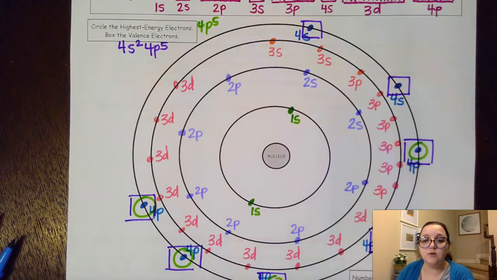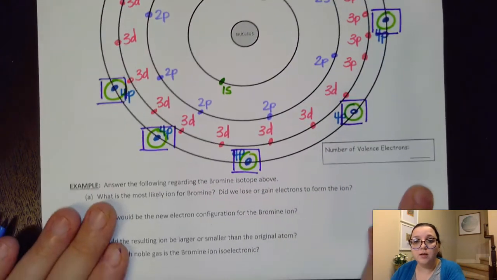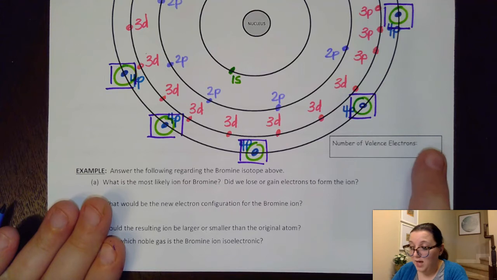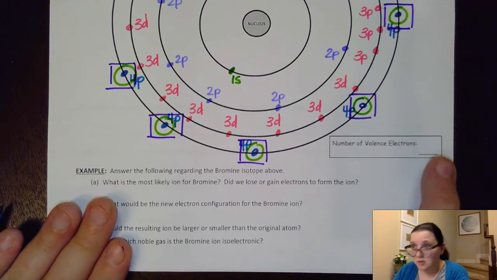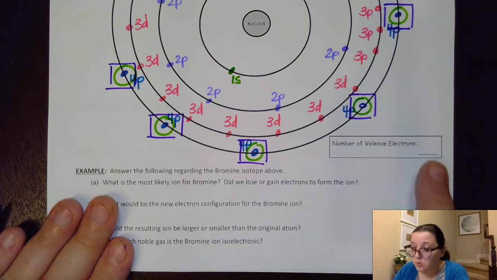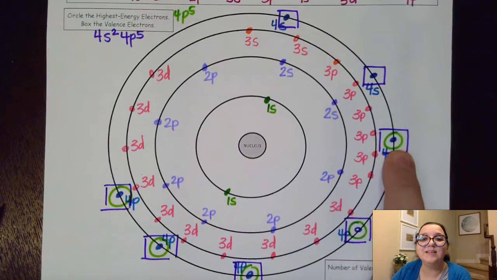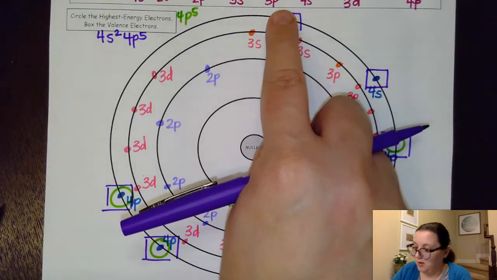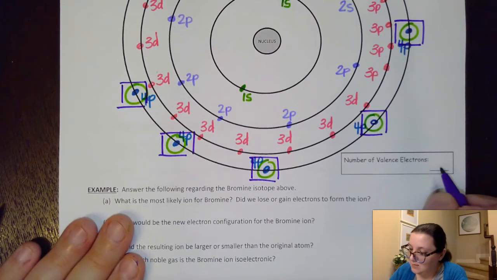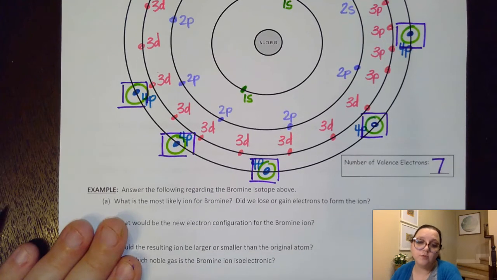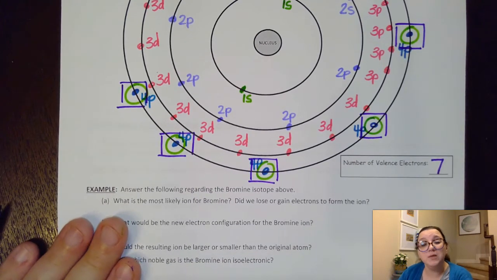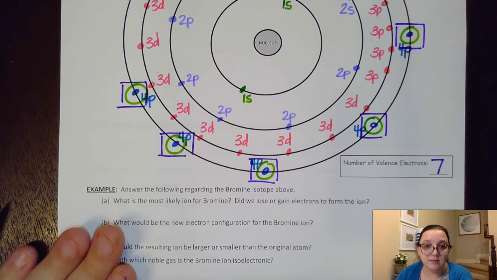So those valence electrons are both the 4s2 and the 4p5. Now they ask us over here on this bottom corner, how many valence electrons did we have? Well, count up how many dots you had on that outermost energy level. You had a grand total of 1, 2, 3, 4, 5, 6, 7 drawn. So that means we should have 7 valence electrons, which hopefully should make sense because bromine is in group 17, and we know that that group typically has 7 valence electrons.